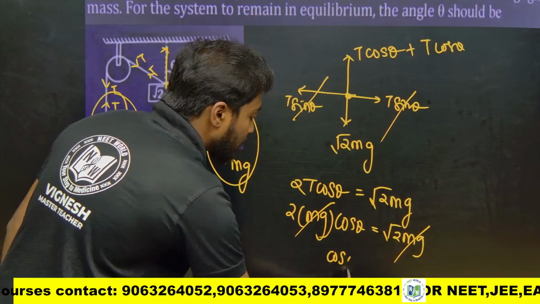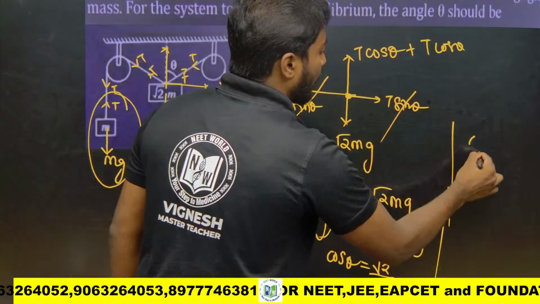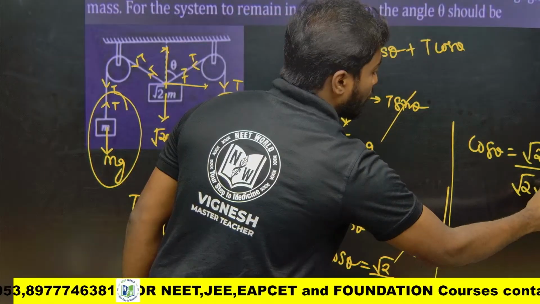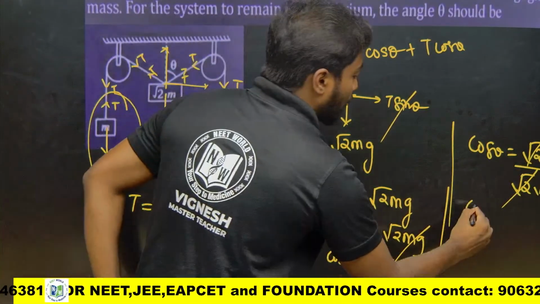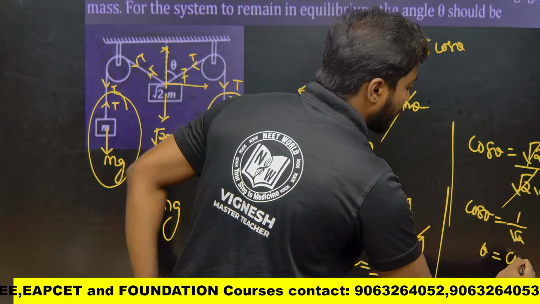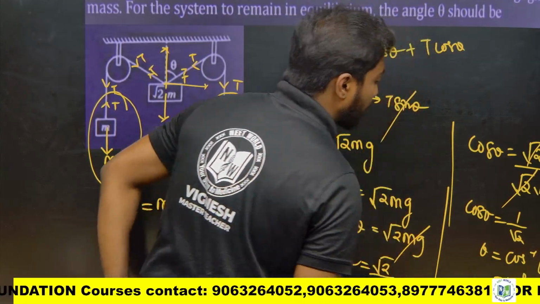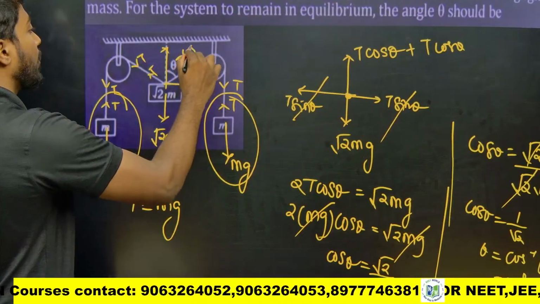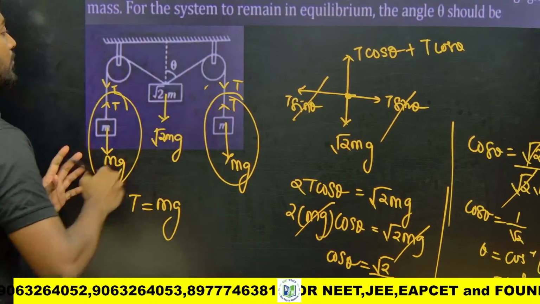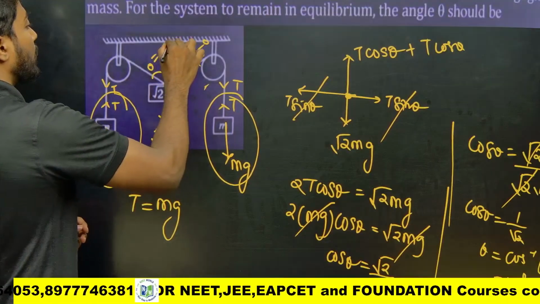Cos theta will be equal to root 2 by 2. So I can say that cos theta is equal to root 2 by root 2 into root 2. So root 2 cancelled out. So cos theta equals 1 by root 2, where theta is nothing but cos inverse of 1 by root 2. It is 45 degree. So this is 45 degree and this is 45 degree. I'll erase it here. This is 45 degree and this theta is also 45 degree.